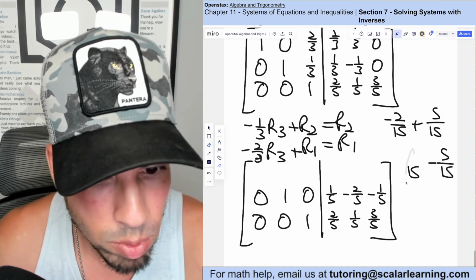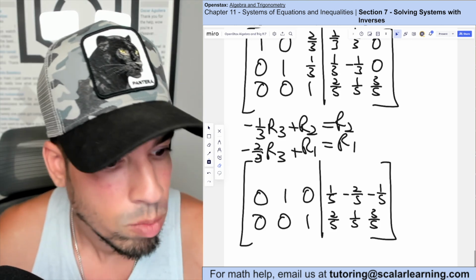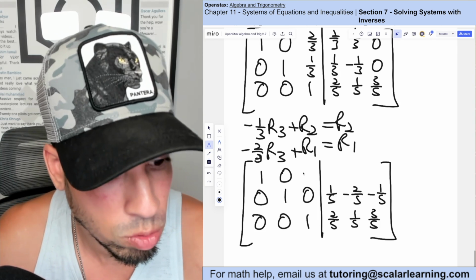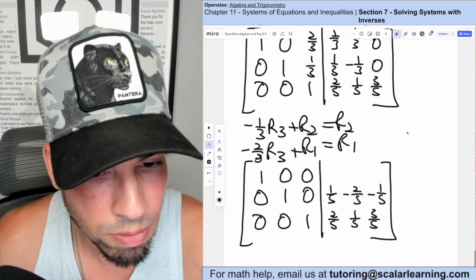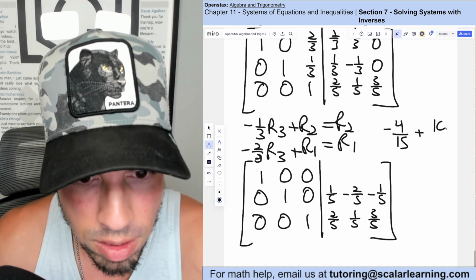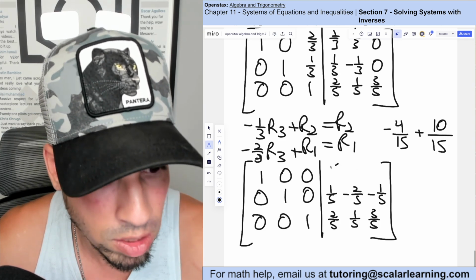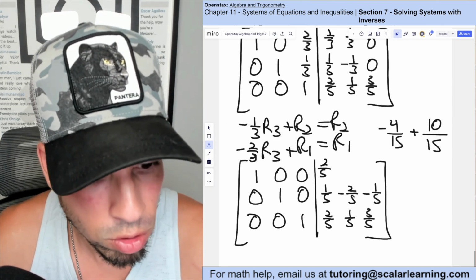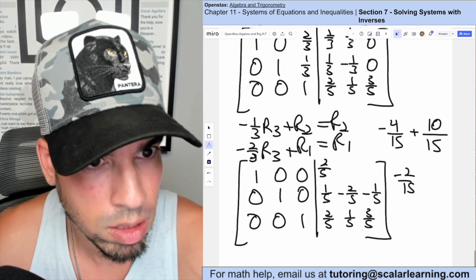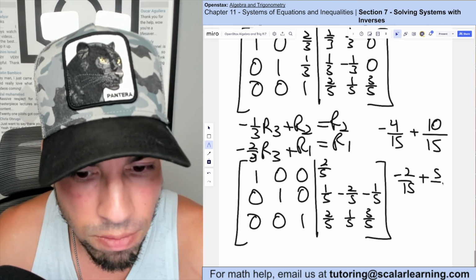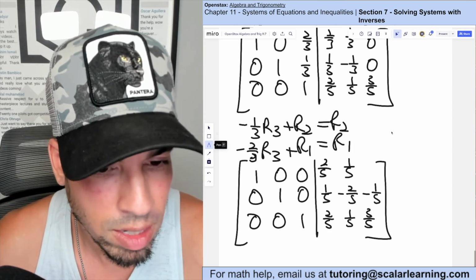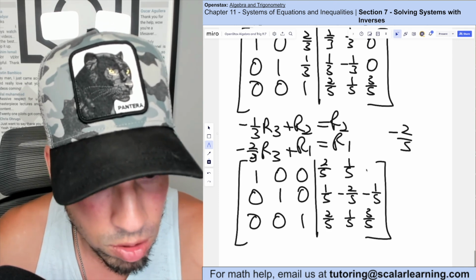Great. Okay, now we can look at this top row. So we got 0 plus 1 is 1. 0 plus 0 is 0. Then we got negative 2/3 plus 2/3 is 0. Negative 4/15, right? This times negative 2/3 plus 2/3, which is 10/15, is 6/15, which is 2/5. Then we got negative 2/3 times 1/5, which is negative 2/15 plus that's 1/3, which is 5/15. That's 3/15 or 1/5. And then last but not least, negative 2/3 times that is negative 2/5, right? The 3's cancel out, plus 0 is negative 2/5.